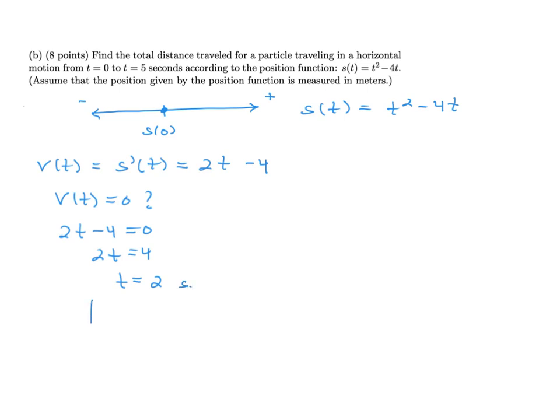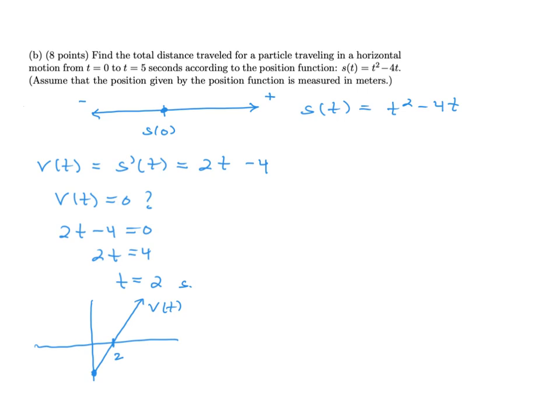Now, if you graph this velocity function, v of t, at 0, it starts at negative 4, so that's here. It's equal to 0 at 2 seconds, and then it's positive. So here's my velocity function. This means if we are from 0 to 2, the velocity is negative, means we're going to the left. If we're after 2 seconds, the velocity is positive and we're going to the right.